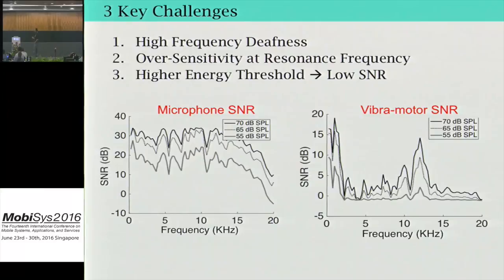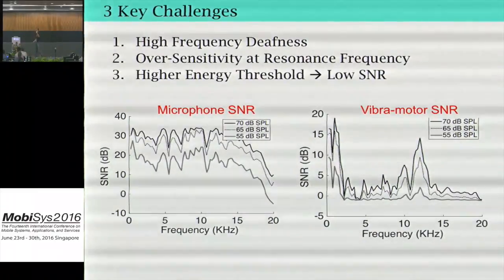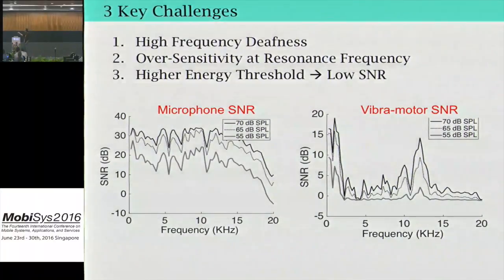And third, there's a higher energy threshold. The material is much stiffer than the actual diaphragm of a microphone, and therefore the SNR that you get with the vibration motor is actually much less compared to the microphone. Notice that this is 40 dB, this is actually 20 dB, and still it's pretty low, except for certain resonant frequencies where non-linearities kick in and the signal actually goes haywire, but after the resonant frequency it again comes back and it's pretty low. So these are the kind of signal challenges that come into the system, and the idea is to undo some of this to the extent possible.